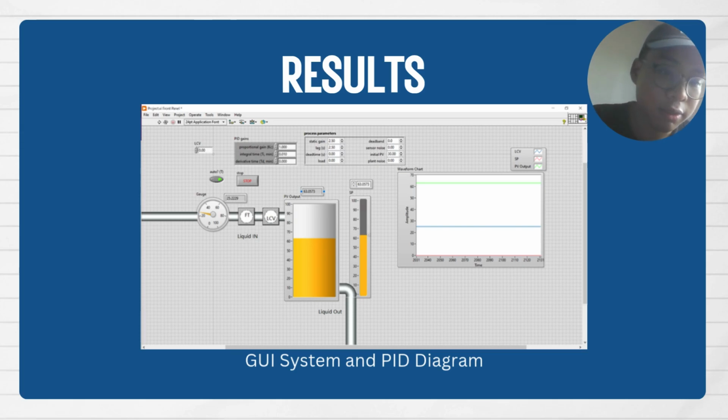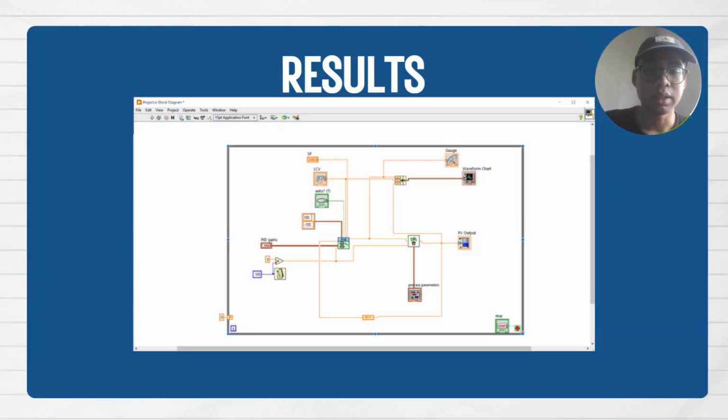We have the tank itself, which has a liquid outlet. On the right, we have a vertical slider where we can set the set point. We have the PID. Here is our PID diagram, which shows the PID control system using a closed loop feedback mechanism.